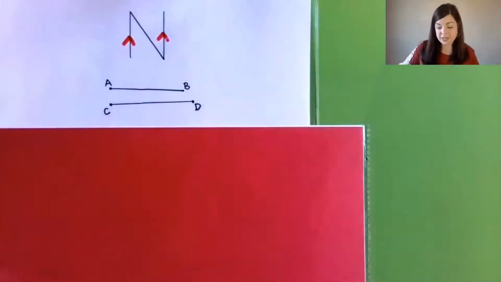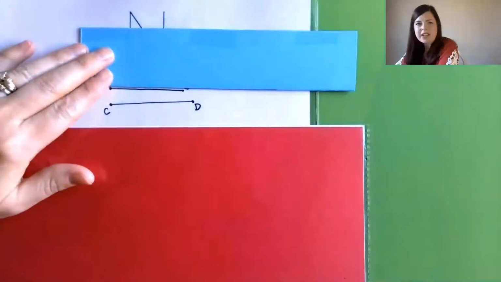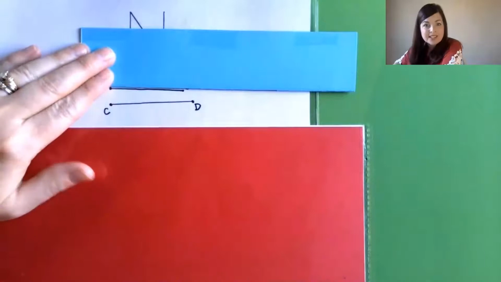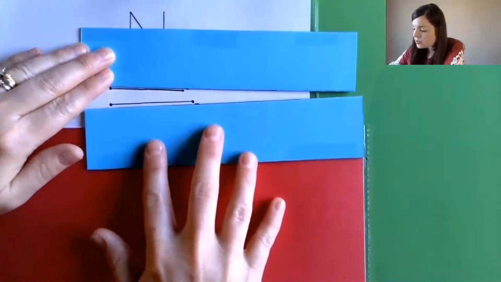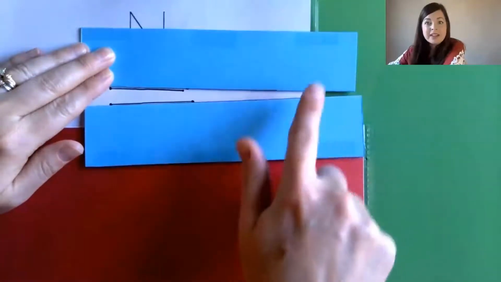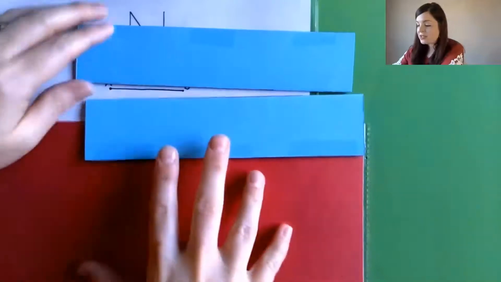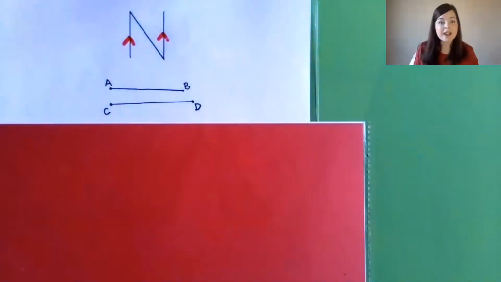I can show that using my straight edges. If I line up one straight edge with one line segment and my other straight edge with the other one, it makes it even more clear that they're going to intersect somewhere over here. So these two line segments are not parallel. Let's try another one.